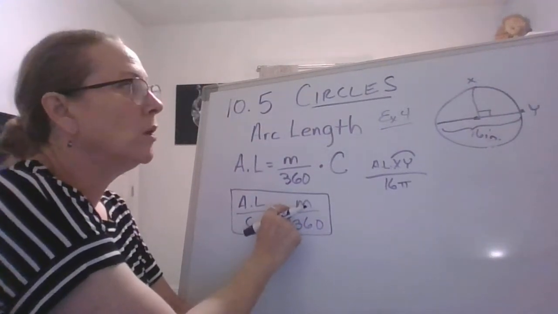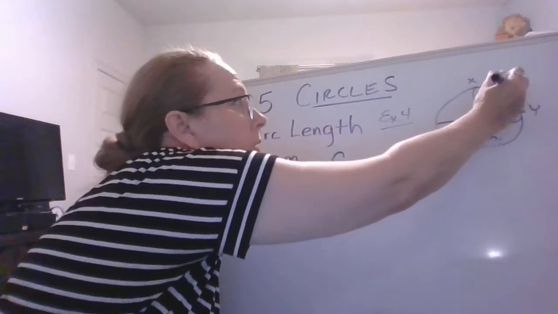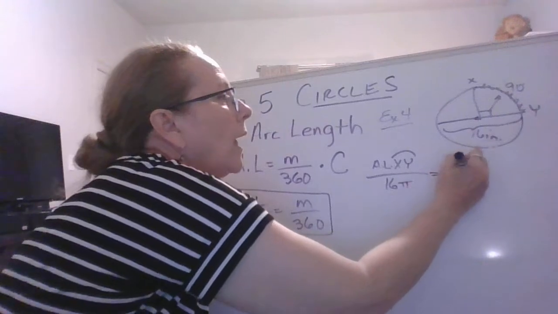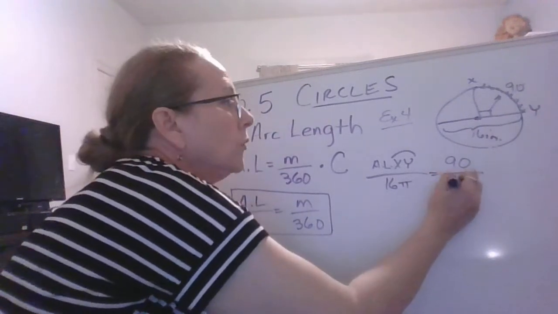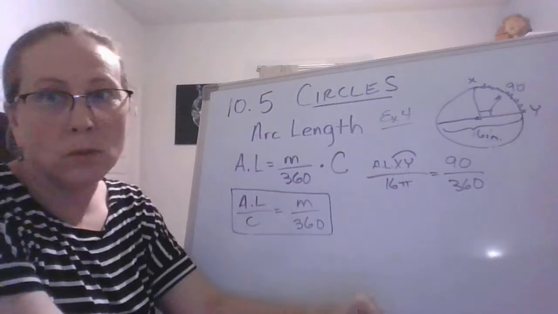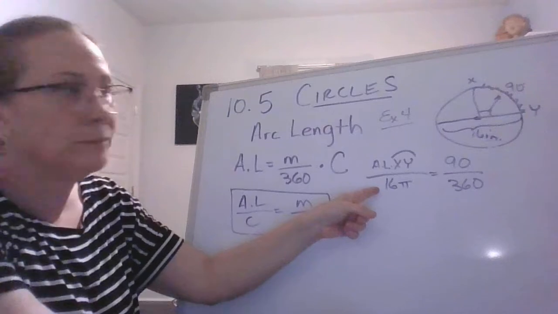It's the measure of the arc. Well, the arc is right here, XY. It's 90 degrees here, so it's a 90-degree arc. And how many degrees are in the circle? 360. So if there's 90 out of 360 degrees, how long is it out of 16 pi?